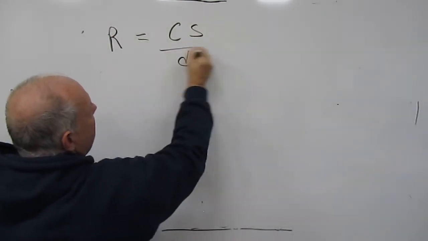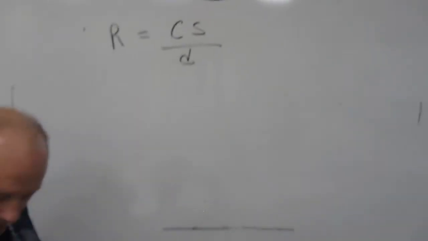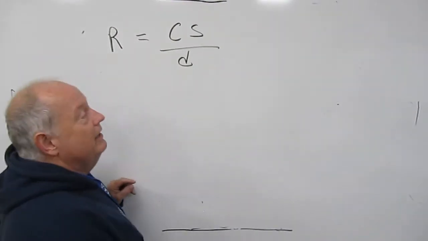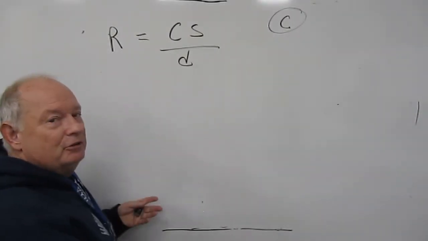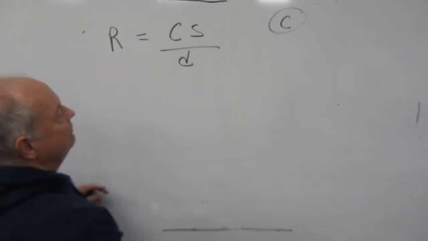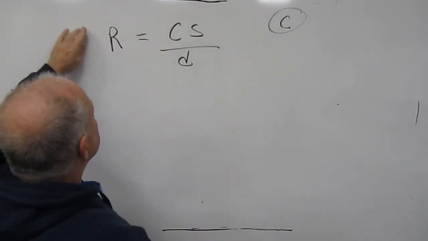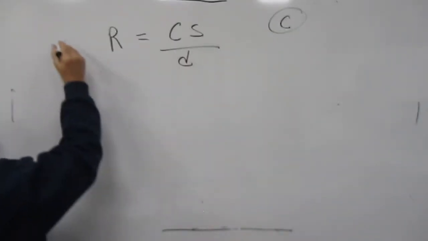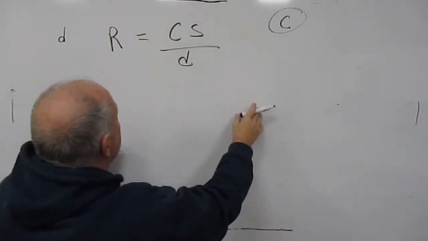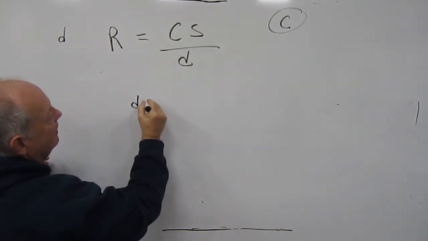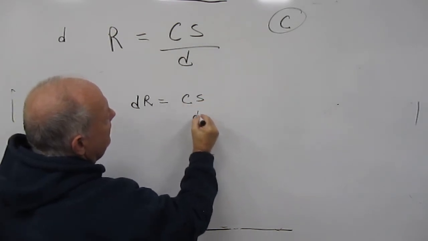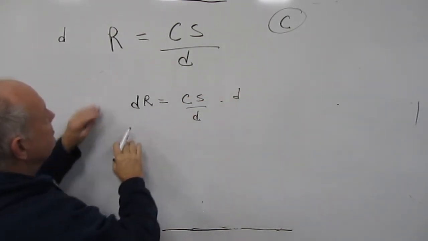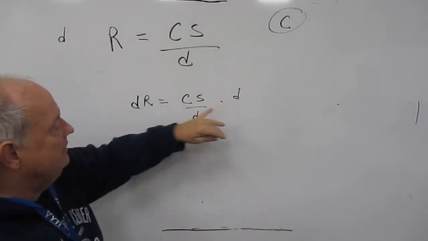R equals CS over D, and then solve for C. I like to put that up there so I remember what I'm trying to find. So you want to get C by itself. Well, let's go to the long step of multiplying through the whole equation by D. What we multiply through by one side, we do to the other side. So we're going to get DR equals CS over D times D, because we multiplied this side by D and this side by D.